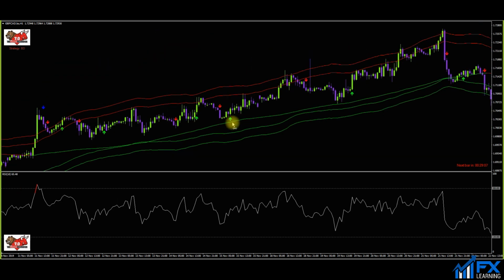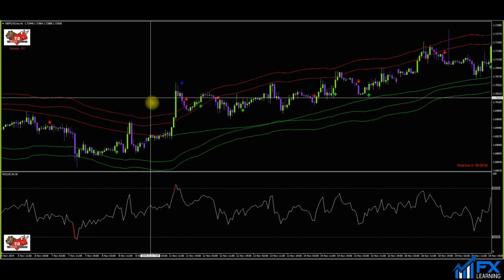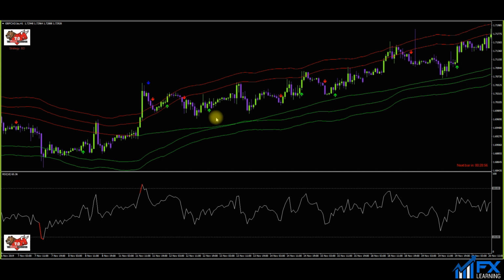I'll show you here another setup like this. Notice how the line is still in between the zones. Again, we take this setup here and we could get maybe around 40 pip move.